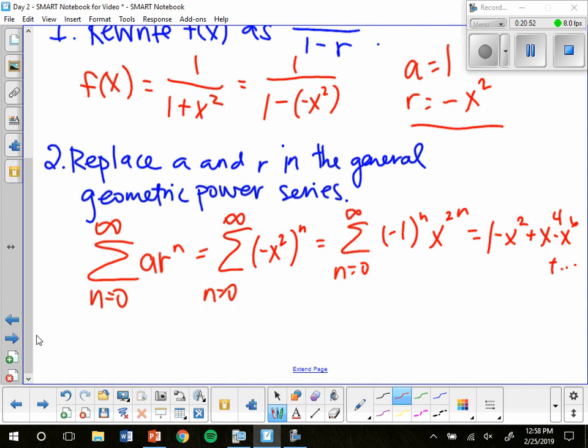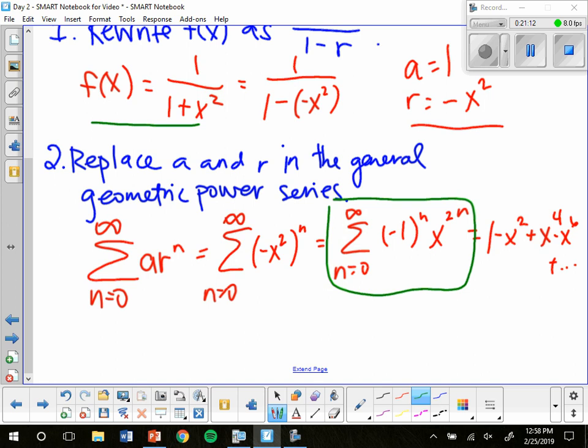This is my power series representation. This is the way that I really like to see it written. Does that series look like this function always? No. It's only when that series converges.